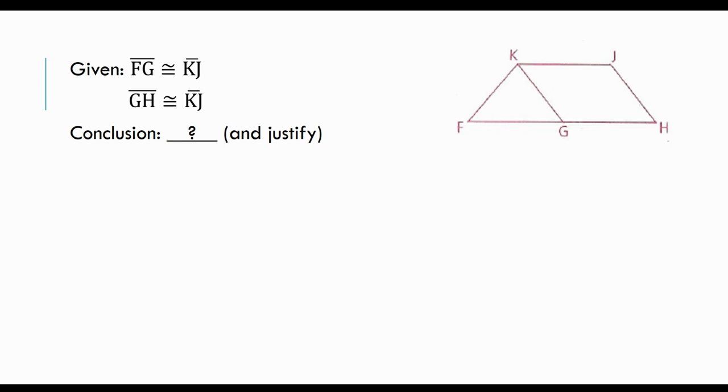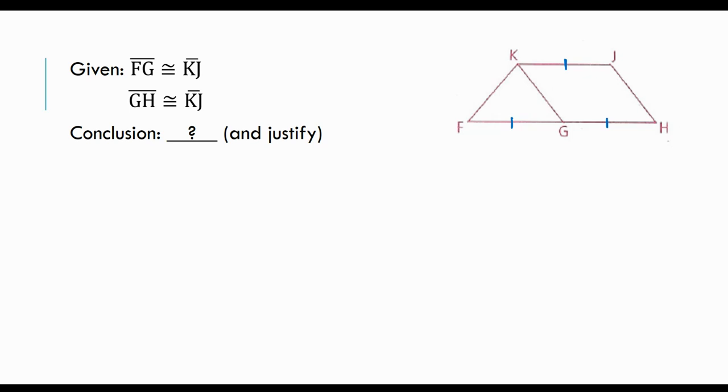So let's take a look at this example. It says, given that segment FG is congruent to segment KJ. I'm going to mark that in my picture. So FG, I'm going to give one tick mark, which means that KJ also gets one tick mark. There's two givens. The second given says that segment GH is congruent to segment KJ. Well, KJ already has one tick mark, which means that I get to give GH that one tick mark as well because we know that they're congruent.